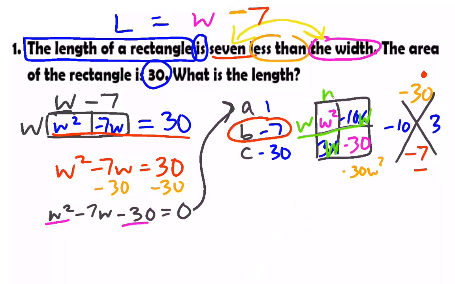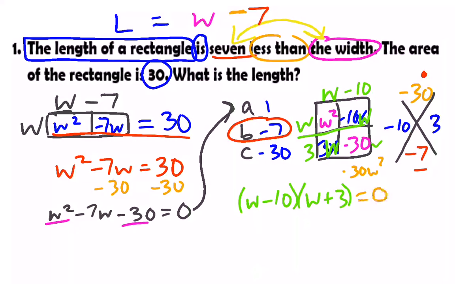W times W is W squared. What times W is negative 10W? Negative 10. And what times W is 3W? 3. 3 times negative 10 does give me negative 30. So my factored form is W minus 10 times W plus 3. And we're solving, so we're going to set that equal to 0.